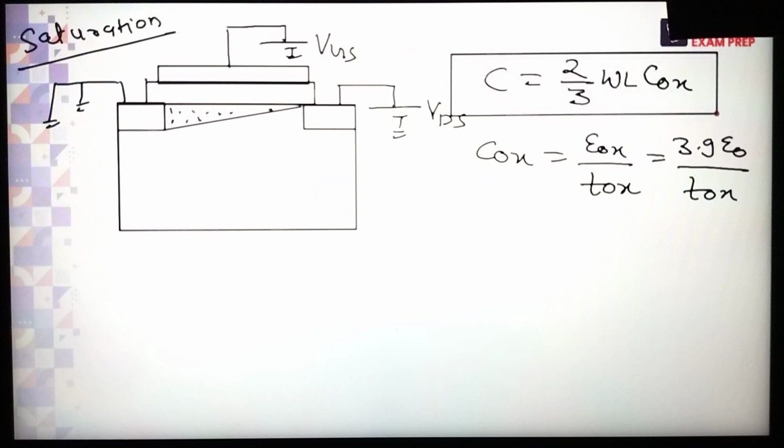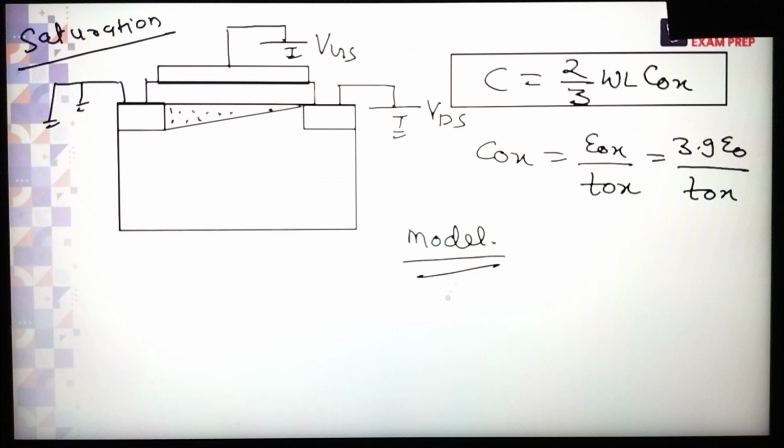In cutoff, there is no channel. We normally give a negative value here so that it remains in cutoff. Normally all the charge is collected here. There is no current. So this is called cutoff.